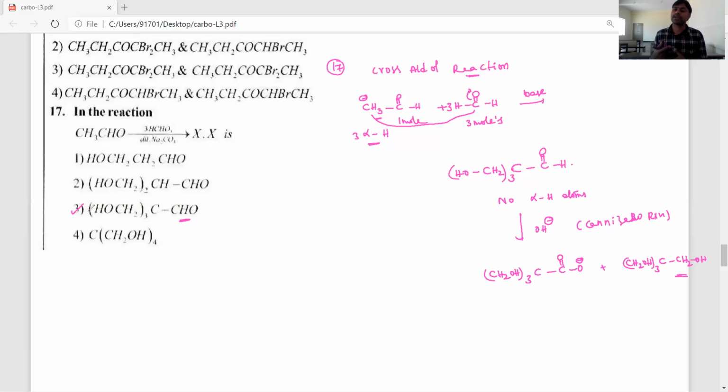In the further step, it undergoes the Cannizzaro reaction in the presence of strong base. Here Na2CO3 is a weak base and sodium bicarbonate is a weak base, but a strong base is present. With strong base, it undergoes the Cannizzaro reaction to produce acids and alcohol.